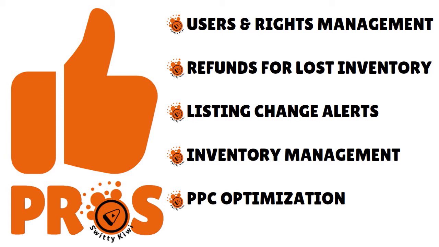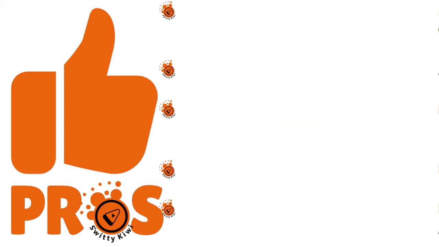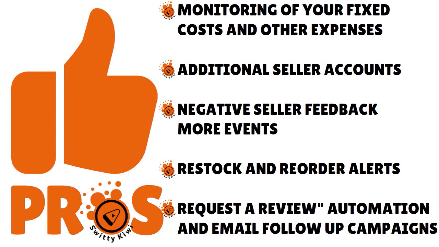And this software tool allows you to actually generate refunds for lost inventory or to ask for refunds. You can actually receive listing change alerts, inventory management. This is kind of cool. And this software also helps you with PPC optimization, monitoring of your fixed cost and other expenses, additional seller accounts, negative seller feedback. You have also restock and reorder alerts, and you can have a request a review automation and email follow-up campaigns. This is important if the reviews are kind of critical to your Amazon store. SellerBoard will help you automate the whole thing, okay?